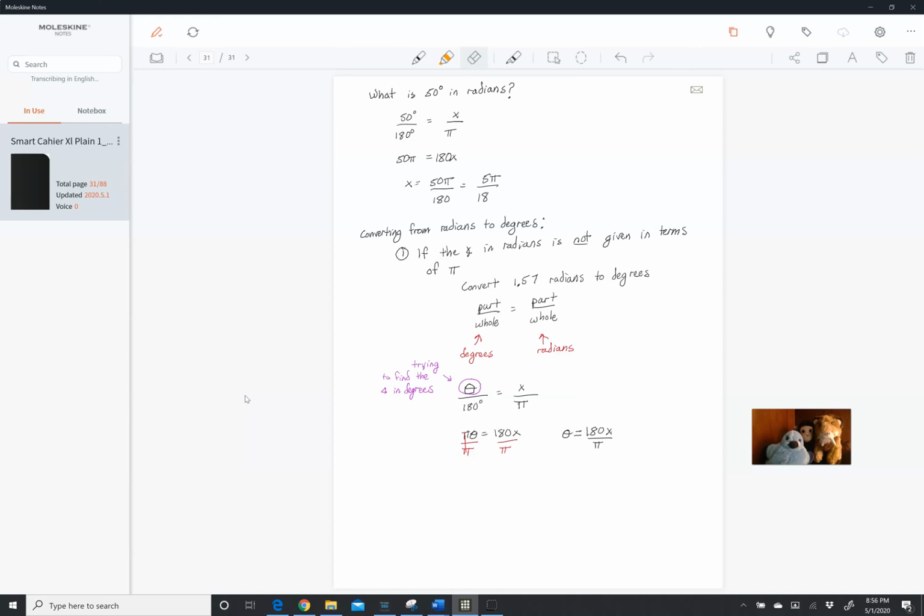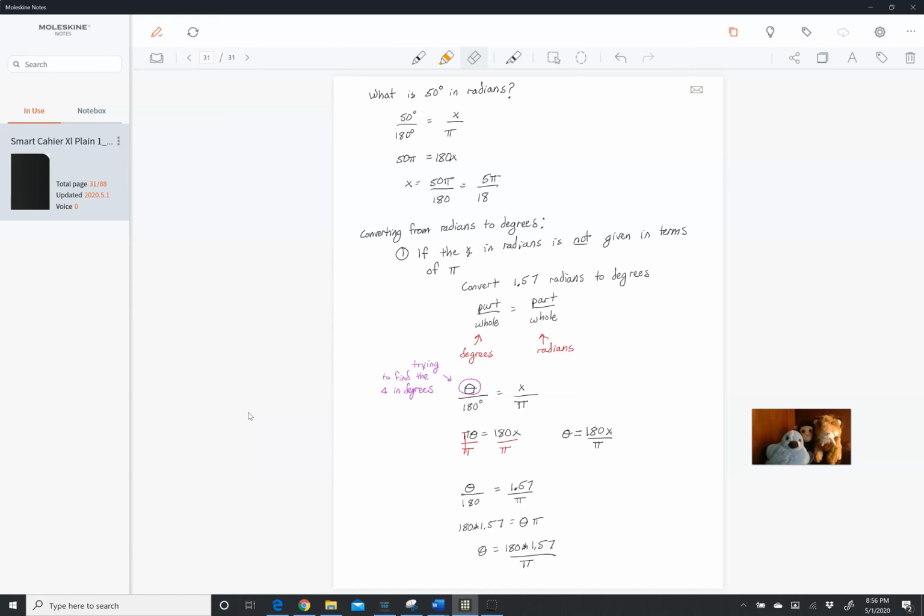Okay, so you're still setting up your part to whole equals part to whole. It's just that you're solving for theta now instead of solving for x. So instead of multiplying by pi over 180, we're multiplying by 180 over pi. So that means that if we're converting 1.57 from radians to degrees, we have theta over 180 is equal to 1.57 over pi. We cross multiply: 180 times 1.57 is equal to theta times pi, or theta is equal to 180 times 1.57 over pi. And this is an angle in degrees.